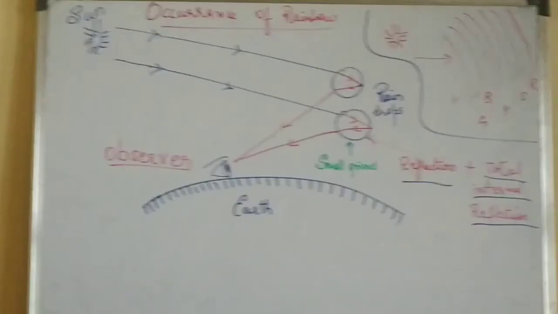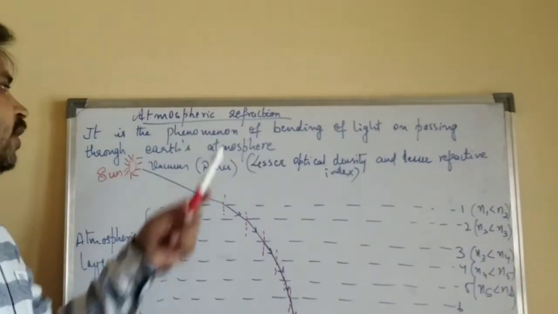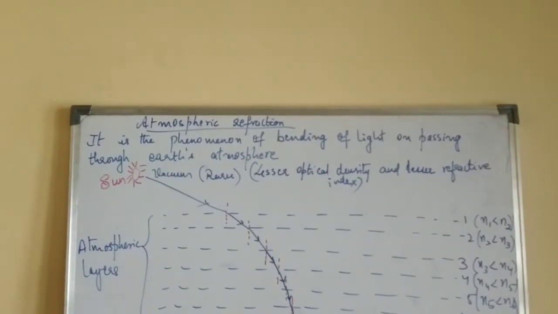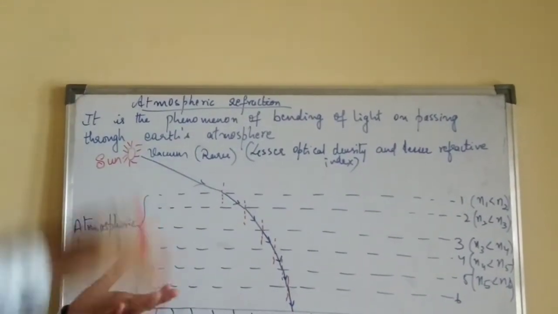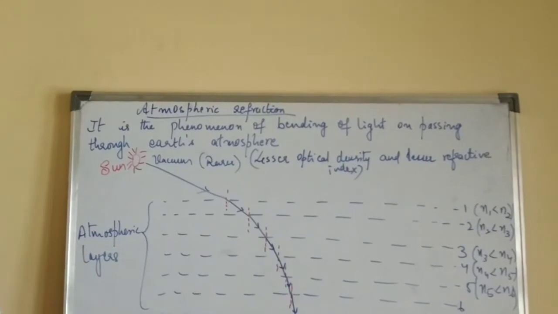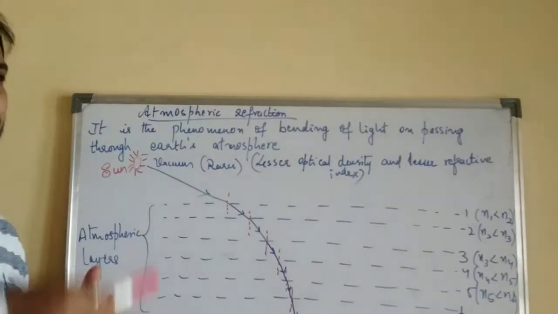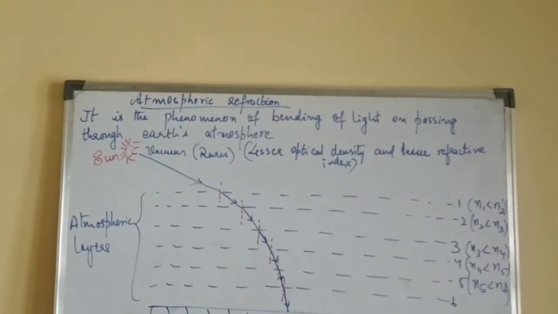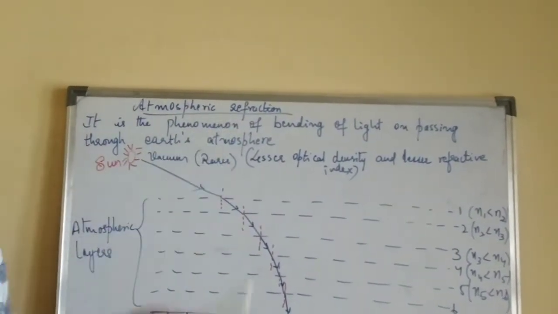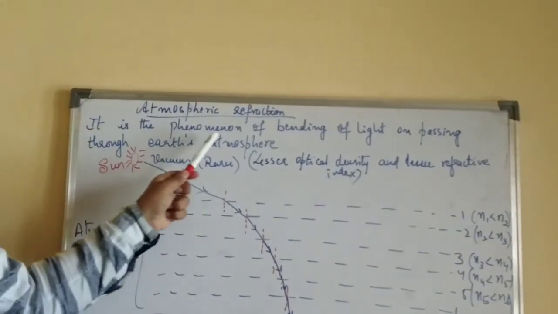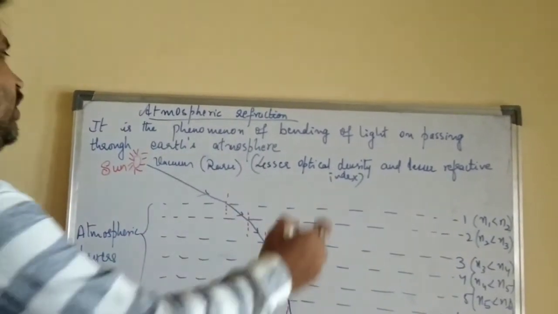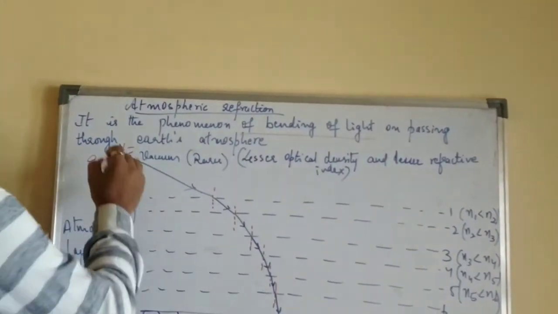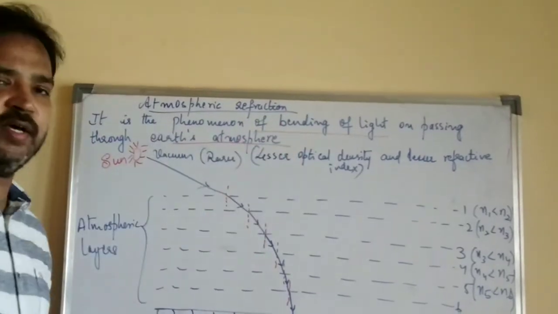Now let us move to the next concept, that is atmospheric refraction. You know there are various layers of the atmosphere above the earth. It goes up to a certain level; the atmosphere exists for certain kilometers, right? So what do you mean by atmospheric refraction? It is the phenomenon of bending of light when that light passes through the Earth's atmosphere.